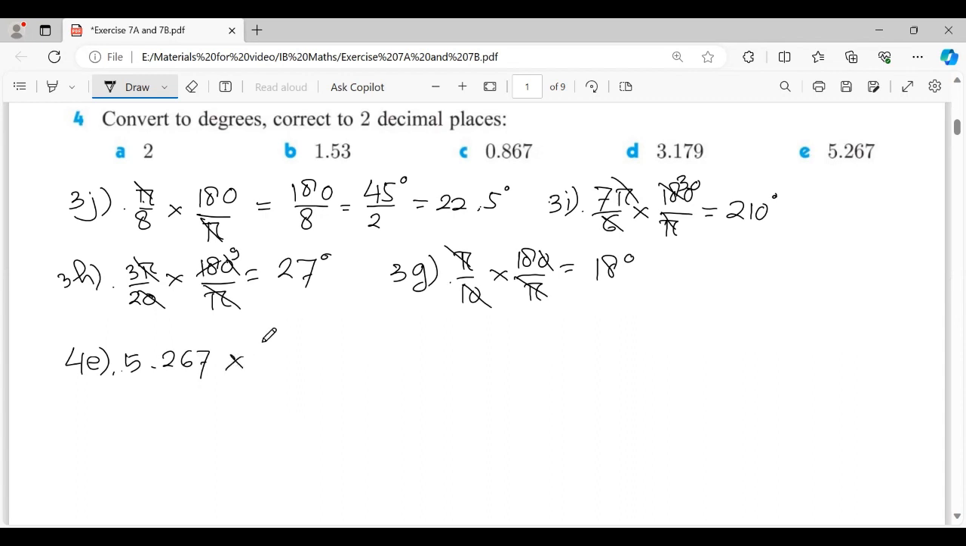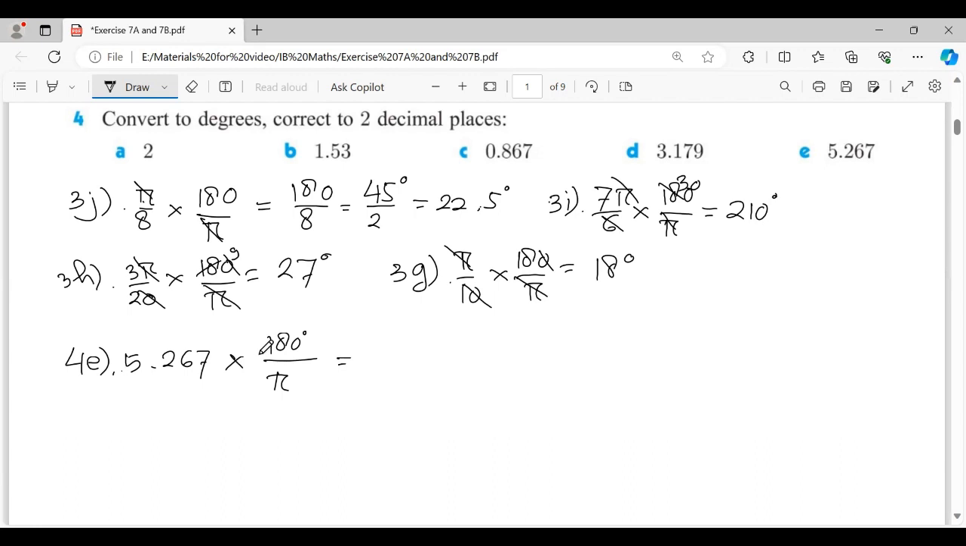Times 180 over pi. If radians convert to degrees, the formula is times 180 over pi. And if degrees convert to radians, the number should be times pi over 180. Yeah, the opposite.